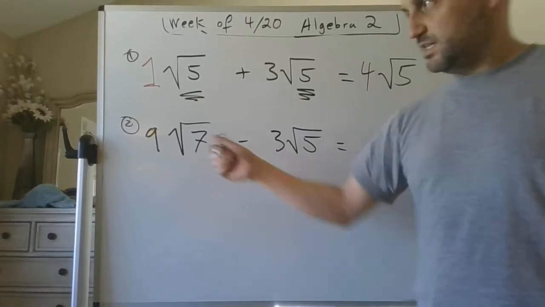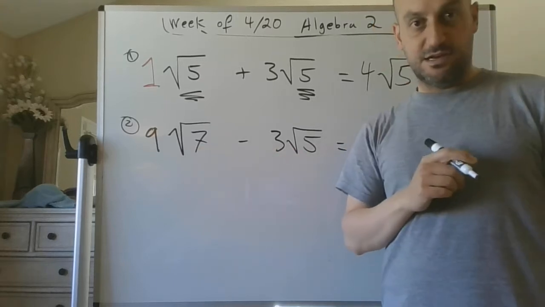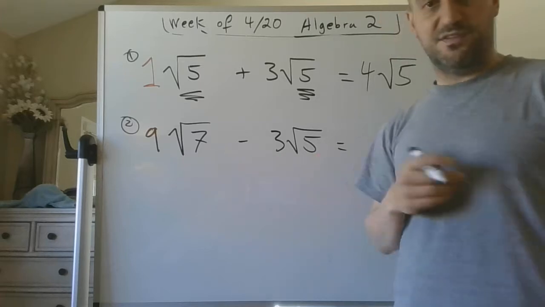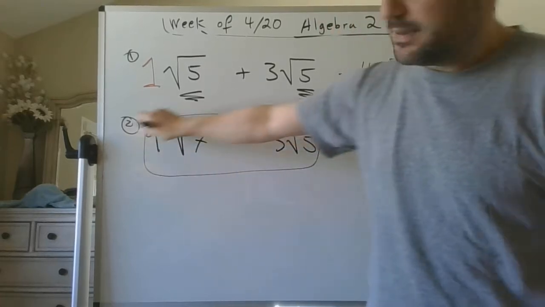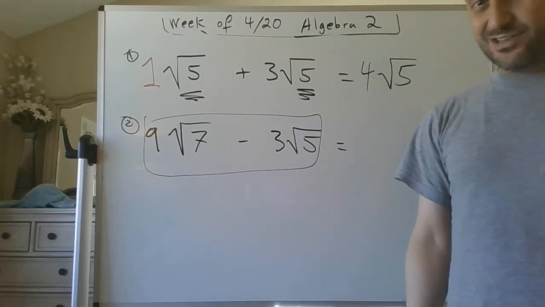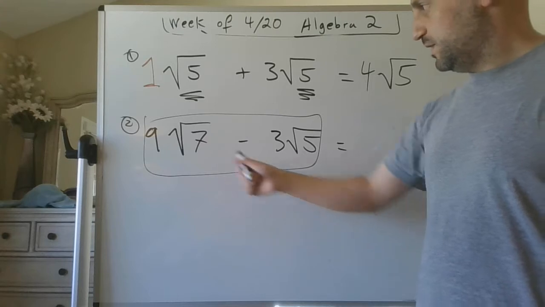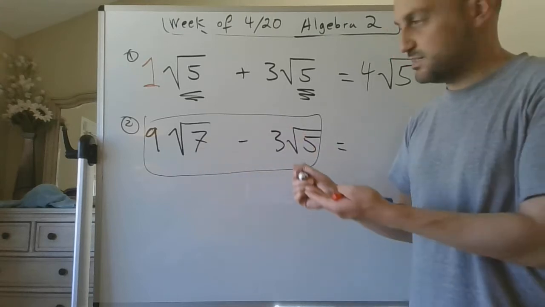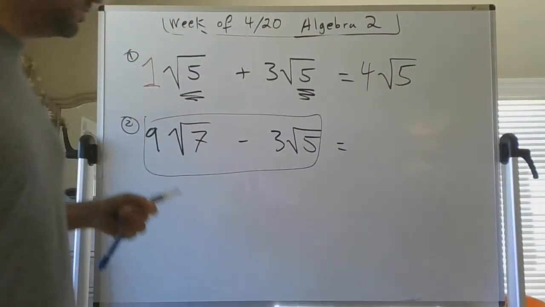Okay, but this one, problem number 2, for example, they are not like terms because they do not have the same base here. That's a square root of 7, that's a square root of 5. Cannot add them. That's it as is. Now, there is one trick though. You may ask yourself, but wait a minute, what if I can turn that into a square root of 5, or I could turn that into a square root of 7? Well, in this case, there's nothing to do. We can't simplify it.